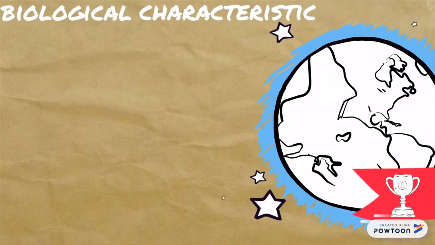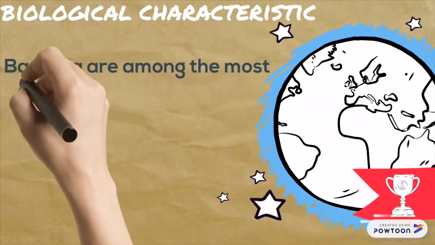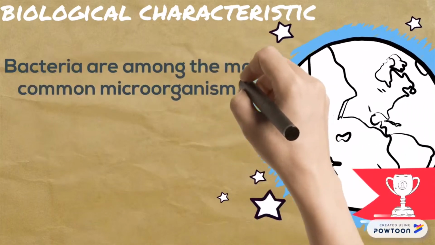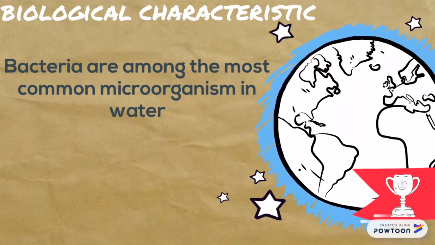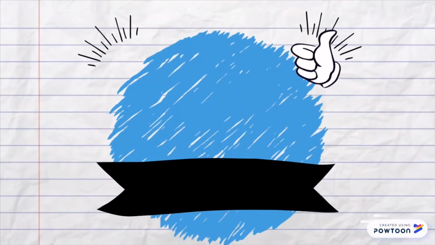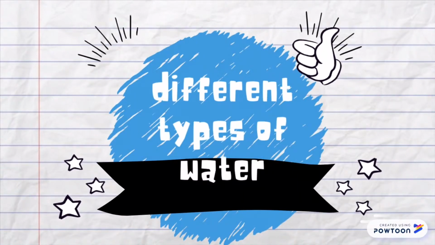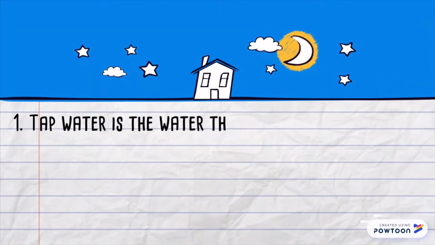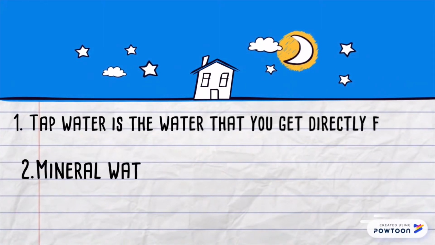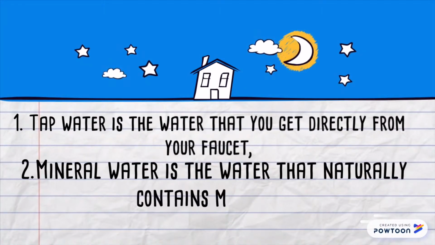Biological characteristic. Bacteria are among the most common microorganisms in water. Different types of water. Tap water is the water that you get directly from your faucet, while mineral water is the water that naturally contains minerals.